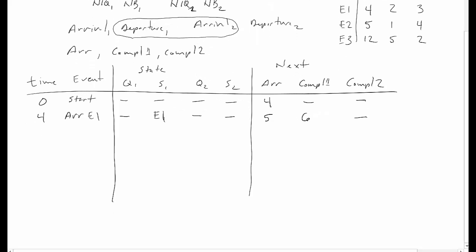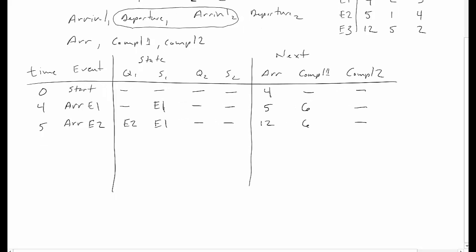So we take the minimum time for the next event, we jump to time 5, and time 5 is the arrival of E2. Now E2 is waiting in the queue, E1 is being served, and Q2 and S2 are both empty. The next arrival, which is E3, will happen at time 12. Completion still happens at time 6. We don't have anything being processed on server 2. So the next event is completion on 1, time 6. This is completion on server 1.